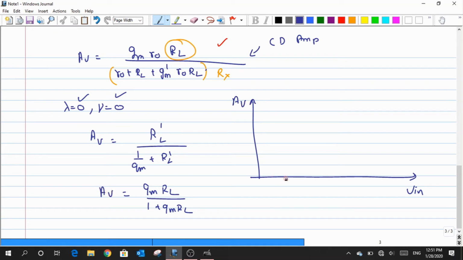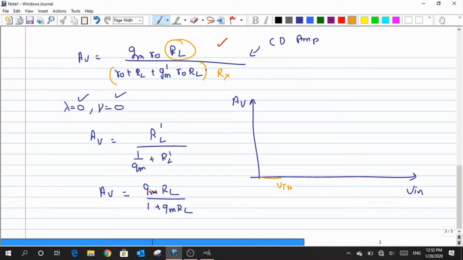Now, initially, when the value of Vin is less than Vt, what happens to my gain? Will there be any gain in the circuit? No, because Gm is basically proportional to Vgs minus Vt, and the moment it goes in the negative direction, obviously the current won't be there. In general, the Gm is equal to 0, right? So what happens after this? The moment I cross this Vt, what happens to the gain?